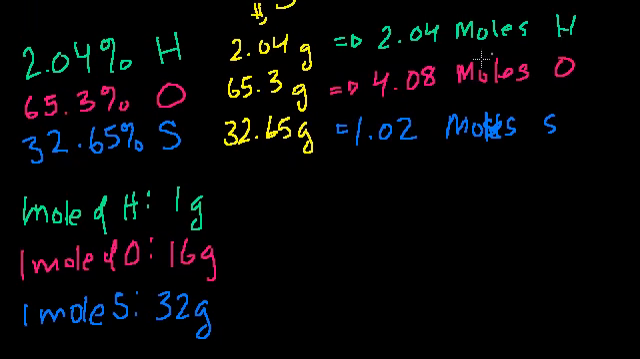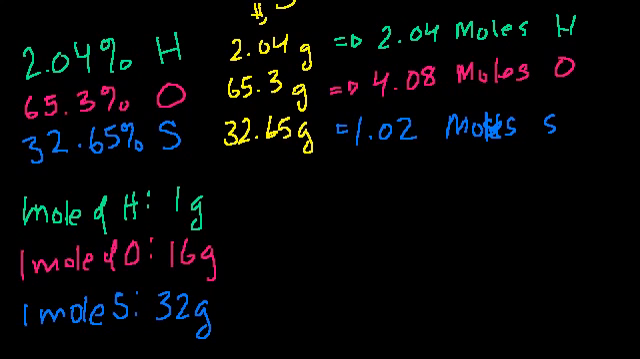So here you should hopefully see a pretty good ratio. The ratio worked out exactly, and that's because I made up this problem before, so the numbers worked out. For every mole of sulfur, you have 2 moles of hydrogen. This ratio is 1 to 2. 2 times 1.02 is 2.04. And for every 1 mole of sulfur, you have 4 moles of oxygen. If you multiply this times 4, you get 4.08.